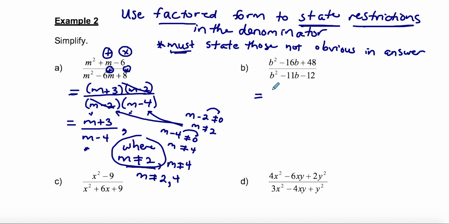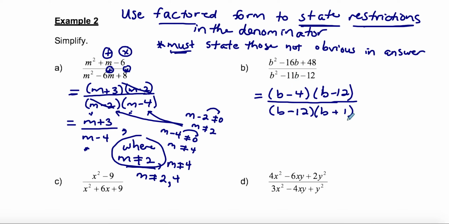12 times 4 is 48, and 12 and 4 would give me 16. And then the denominator, 12 times 1 is 12. So I'm thinking, okay, which one's which here? And 12 times 1 is 12. But I have to get negative 11 when I add them, so I'd have to make the 12 negative. And then I notice, ooh, I have this b minus 12 and this b minus 12, and they cancel each other out. So I have b minus 4 and b plus 1 as my simplified answer.